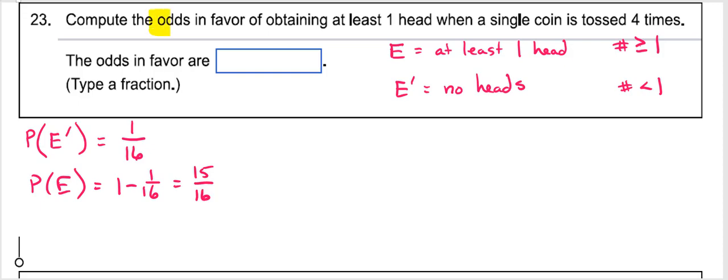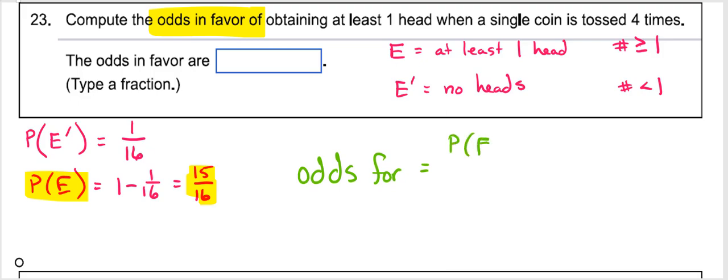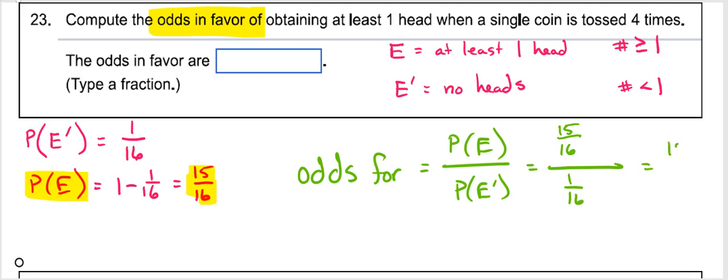Alright, so we want the odds in favor of at least one head, and we know the probability of at least one head is 15 out of 16. So the odds in favor of would be the probability of E over the probability of E complement. So we get 15 over 16 over 1 over 16, which is 15 to 1. So the odds in favor of would be 15 to 1.